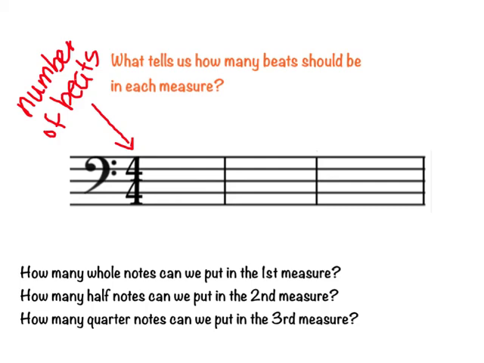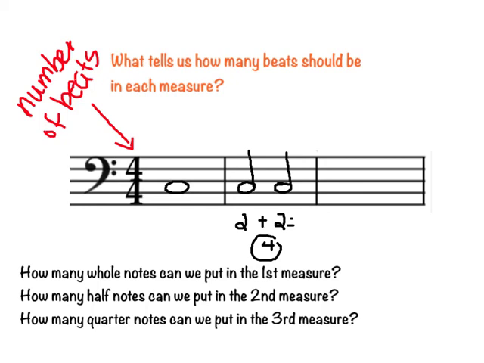How many whole notes can we put in the first measure? We can put one whole note in the first measure because it is equal to 4 beats, and that will complete the entire measure. How many half notes can we put in the second measure? We can put 2 half notes in the second measure because each half note is 2 beats each. 2 plus 2 equals 4. So that completes the second measure.